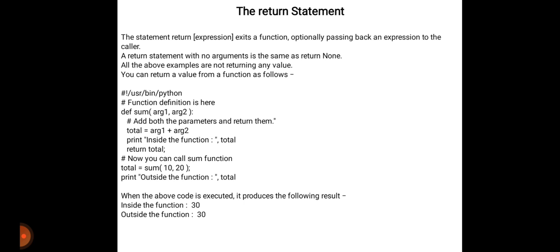Now you can call the sum function. Total is what? Sum of 10 and 20. Print outside the function the total. After this code is executed, inside the function it is 30 and outside the function it is 30, because the values are the same, that is 10 and 20, and the addition of 10 and 20 is 30. You will get the output in two ways, inside a function and outside a function, that is 30.